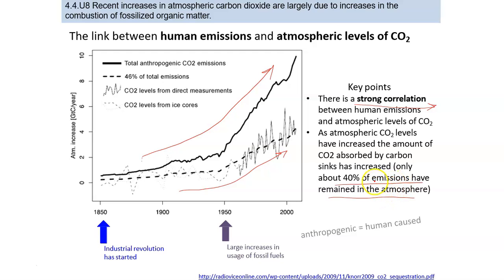So anyway, the key point of this graph is the link of human emissions. By increasing the human emissions, the atmospheric carbon dioxide will be increased, and has been increased, and you can see this over here.